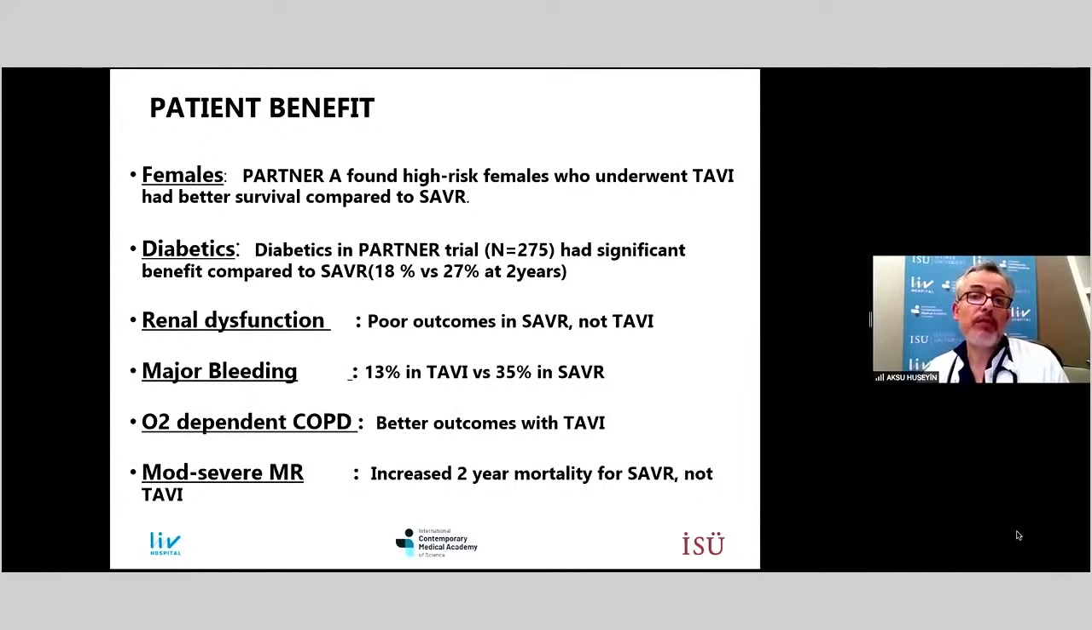Also, patients benefit should be considered, выгоды пациента именно в этом TAVI. Например, у женщин намного больше выгоды в хирургических вмешательствах. А также диабетики, было доказано, что у них больше выгоды с mortality is increased, but not.